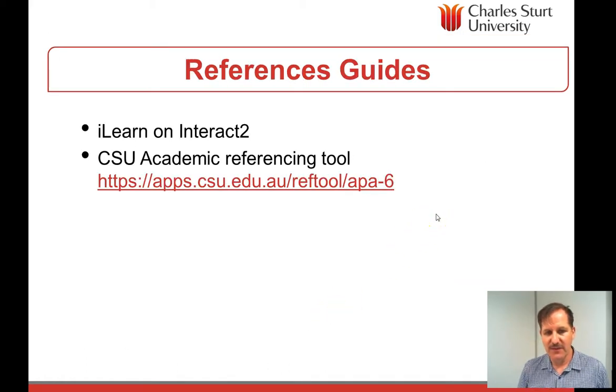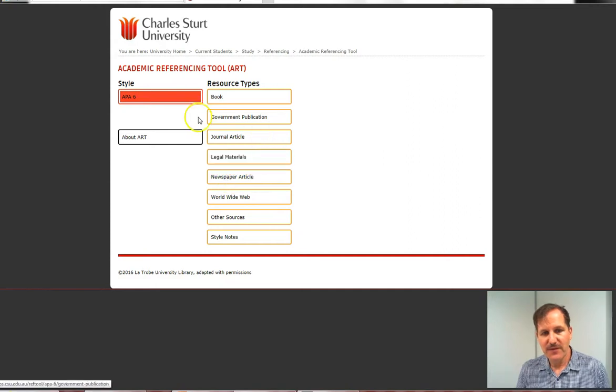So that's pretty much it for me. Remember, if you go to iLearn on Interact 2, there's a lot of material about referencing, about making arguments in your essays, and lots of other material that will help you write really excellent essays. Also, there's a referencing tool developed by CSU, and I'll briefly open it now. This will show you how certain objects can be referenced.